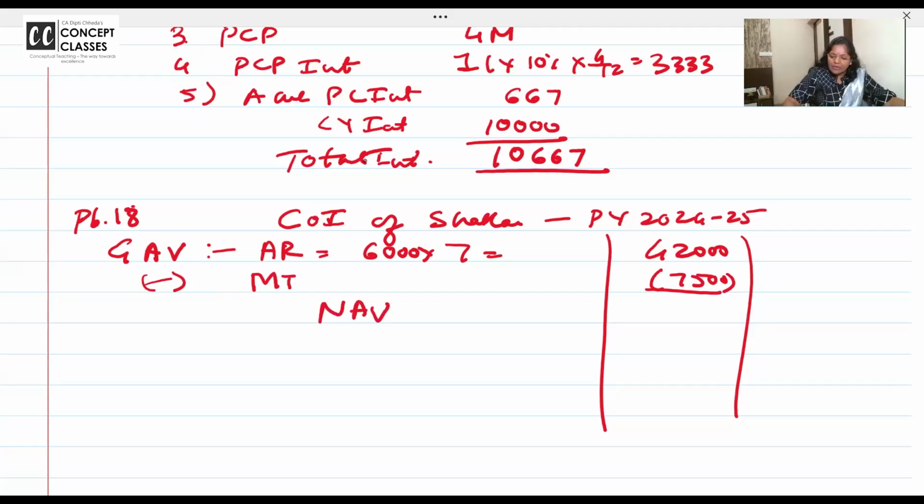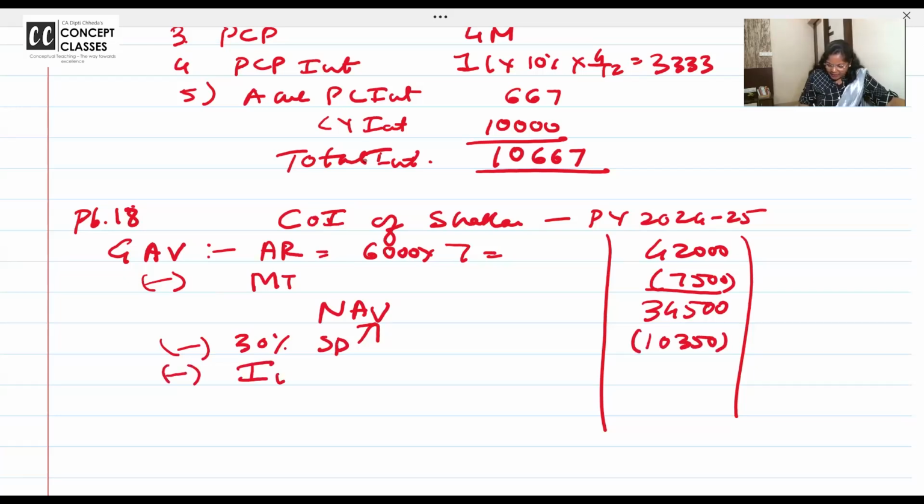Pick up your calculator and do it. Say to yourself, only I do correct calculation. Dipti ma'am and all the other students do wrong. So it's my duty to do the correct calculation and tell Dipti ma'am. 34,500, 30%: 10,350. And now interest, everyone should write.